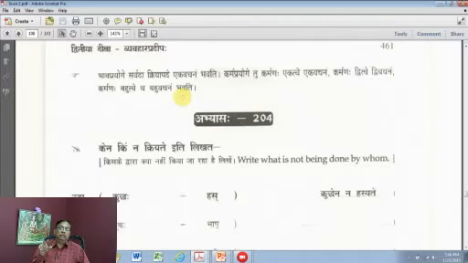Balakaha pathati. The agreement is between Balakaha and pathati. When you convert this Kartari Prayoga into Karmani Prayoga, Balakena pathaha, the verb will agree with Balaka or Patha? Patha. Pathaha is plural, no? Pathyante. So that is what this rule says here.